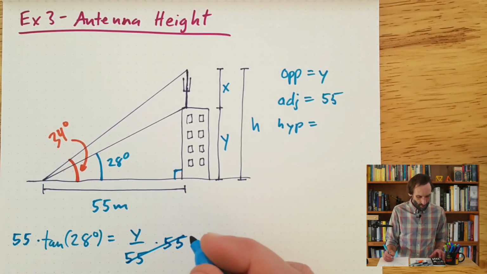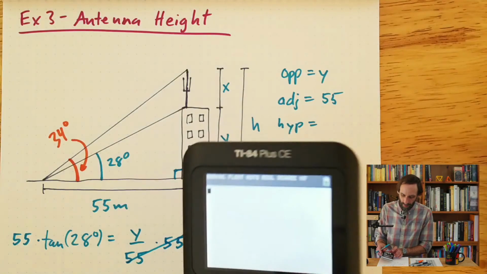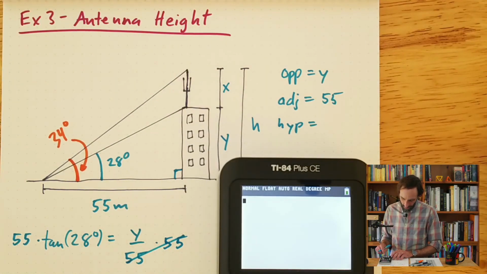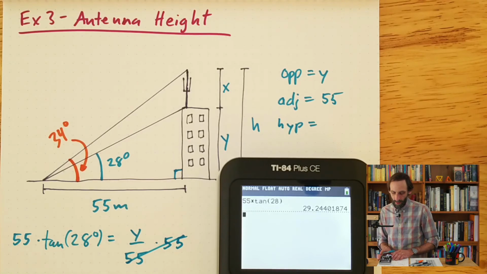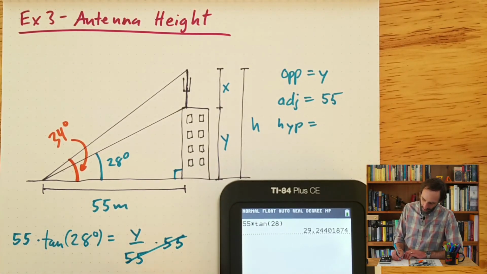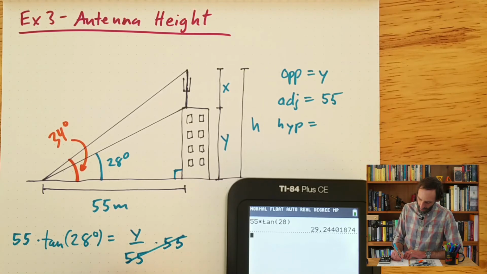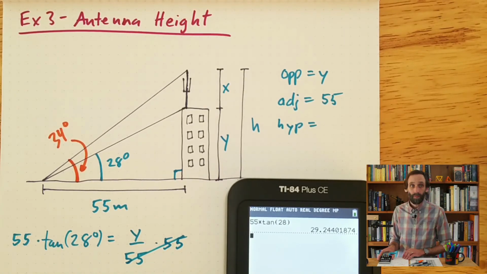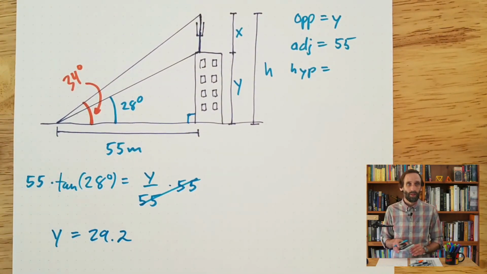Those cancel out, and I'll go ahead and plug this in my calculator here. Let's see, 55 times the tangent of 28 is 29, and my unit here being meters. Okay, so that means that y is equal to, and I'll round to the nearest tenth place, 29.2. Oops, sorry, couldn't see what I was writing there.